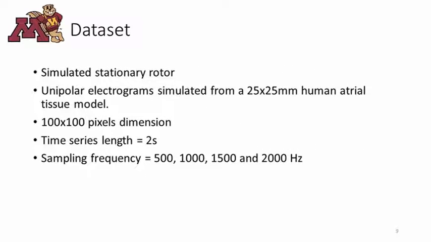To inspect the objectives of our study, in this work we used a simulated dataset. A stationary rotor was simulated in a 25 x 25 mm human atrial tissue grid using cross-field stimulation. Unipolar electrograms were obtained for each pixel in the 100 x 100 pixel grid. Also, 4 different simulations, each of different sampling frequencies 500, 1000, 1500 and 2000 Hz were obtained for the same time length of 2 seconds.